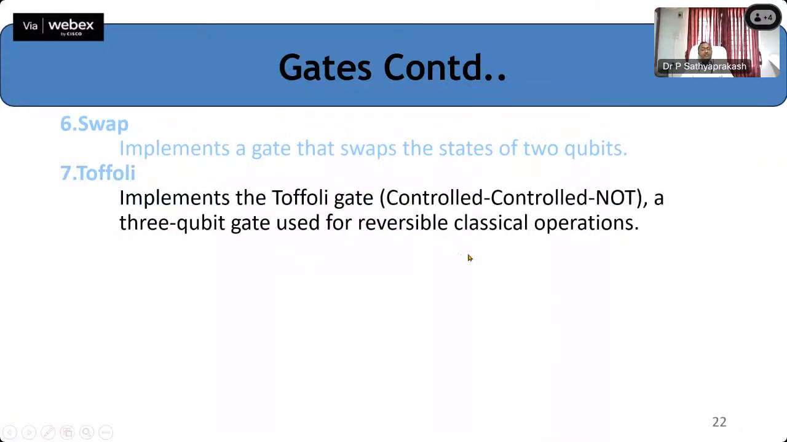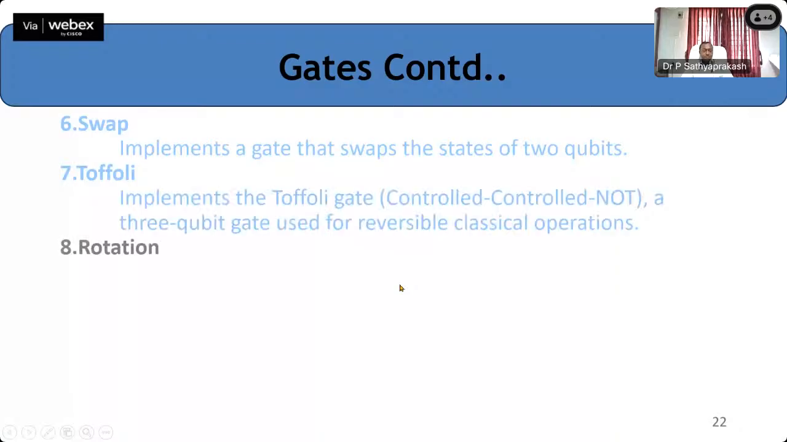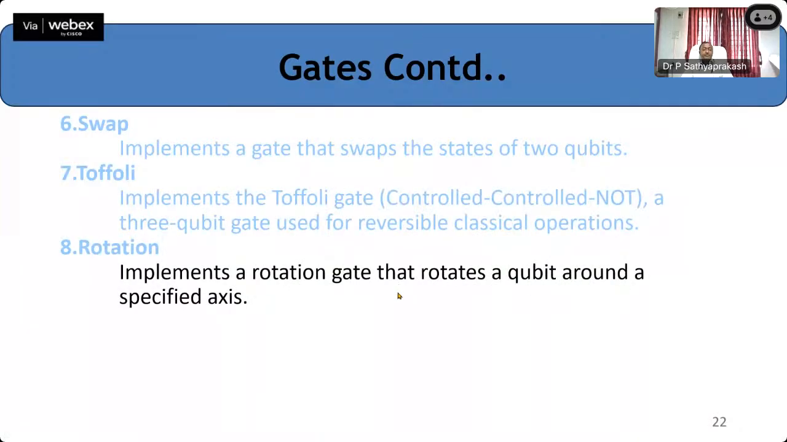Toffoli implements controlled NOT. It is a 3-qubit gate. So what is the beauty of this Toffoli? It is reversible. We can reverse into the required initial state. Then rotation. It rotates a qubit around a specific axis. There are x-axis, y-axis and z-axis. With respect to the given axis, the final rotation will be carried out by using the rotation gate.